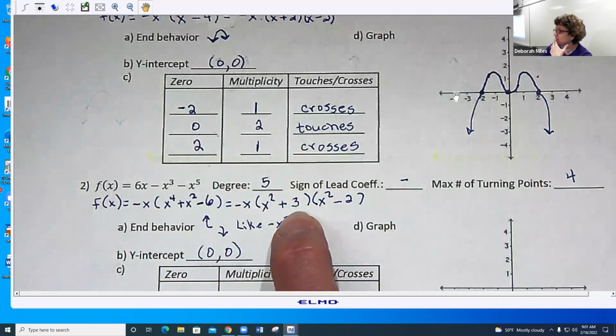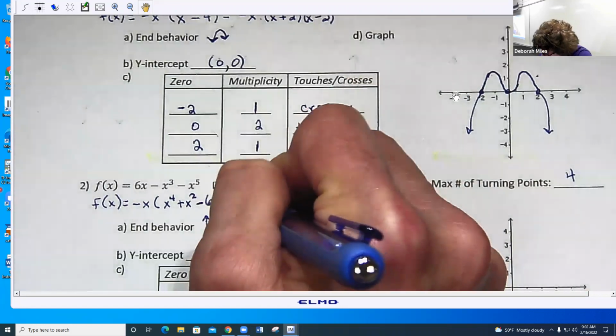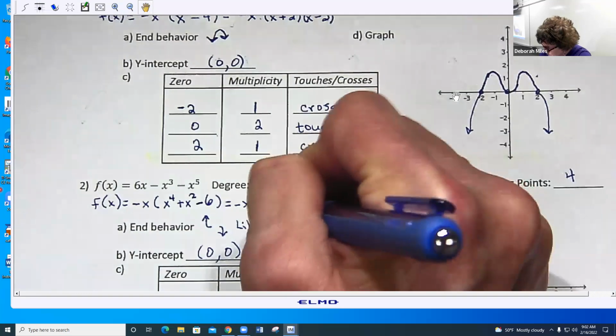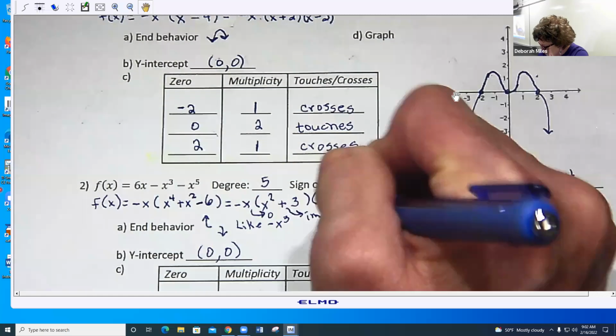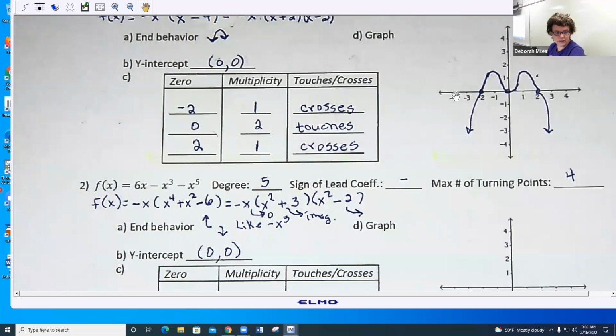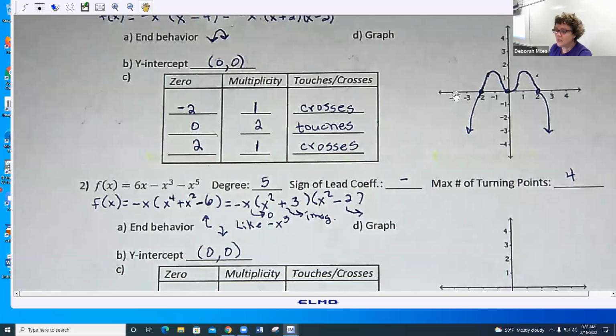And what does that tell you? You have 2 imaginary zeros. We're only looking for the real zeros because we're graphing. If we were doing something else, we might be able to use those imaginary zeros, but not to graph. So this gives you 0, this gives you imaginary, and what about x squared minus 2 equals 0? Plus or minus square root of 2.